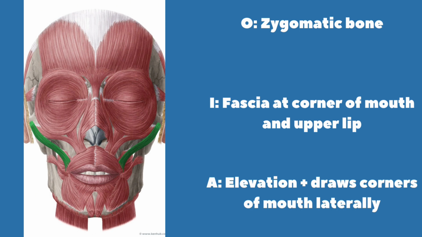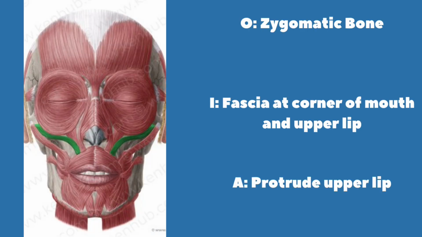Zygomaticus major originates the zygomatic bone and inserts at the fascia at the corner of the mouth and upper lip. There's a difference in action between this and zygomaticus minor, where zygomaticus major elevates and draws the corner of the mouth laterally, and zygomaticus minor protrudes the upper lip. The origin of zygomaticus minor is the zygomatic bone, and it inserts at the fascia at the corner of the mouth and upper lip.